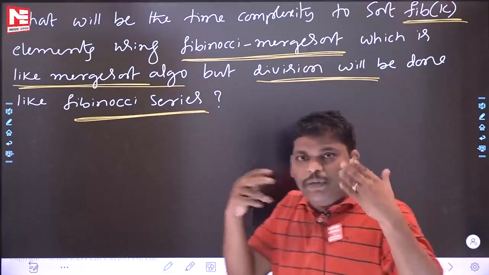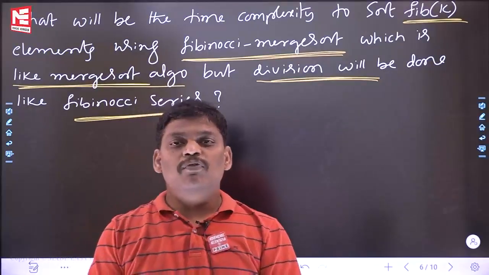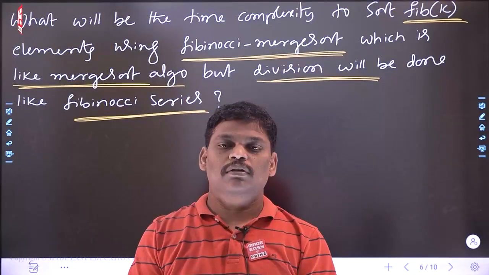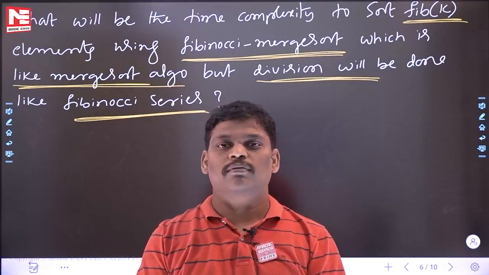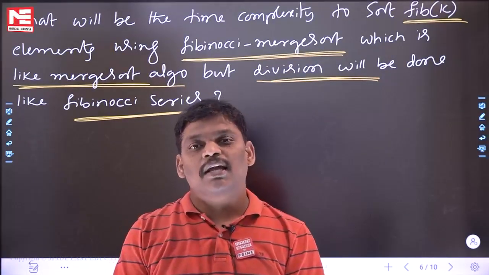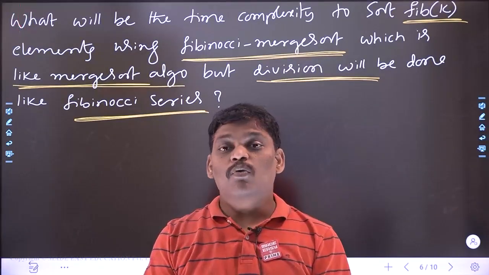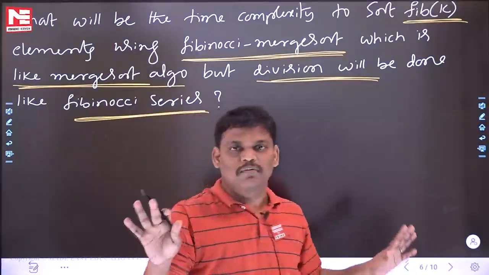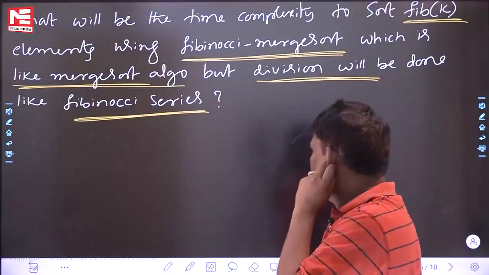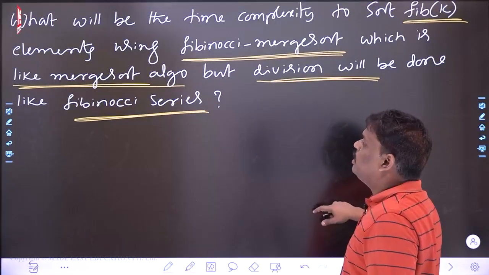Now let me repeat the problem. He is having Fibonacci of k elements. He wants to sort those many elements using Fibonacci merge sort. Fibonacci merge sort is like merge sort only, but division is the only difference. How division? Like Fibonacci series. I will explain now. It is a nice problem. It is there in the previous paper. One time I will explain, you will get some idea.